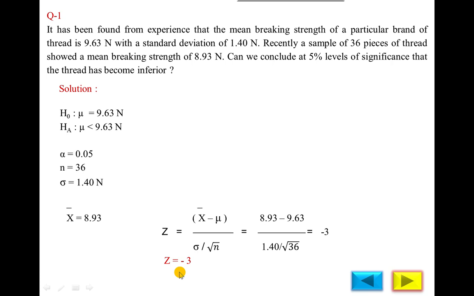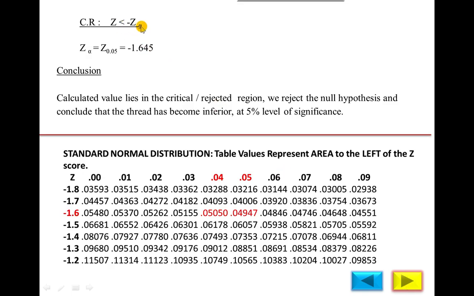Next step, critical region. Find the table value. With the help of the normal probability distribution table, which you have used in class, find the table value. Alpha is 0.05, because it is the less-than test, without dividing by 2.